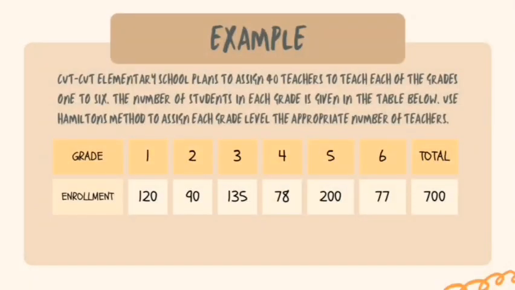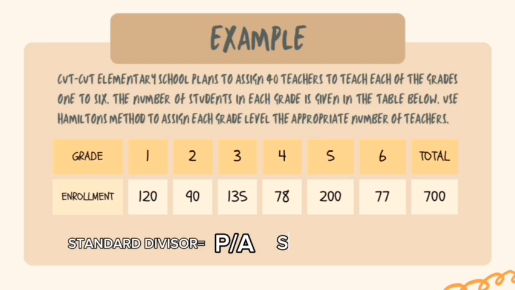So, balikan natin yung example kanina. Kukunin natin yung standard divisor. Standard divisor is equal to P over A. Yung P dito is yung total, which is the 700. Then yung A naman is yung 40 na teachers kasi yun yung number of items to be distributed. So, pag dinivide mo yung 700 divided by 40 is mag-i-equal yan ng 17.5.